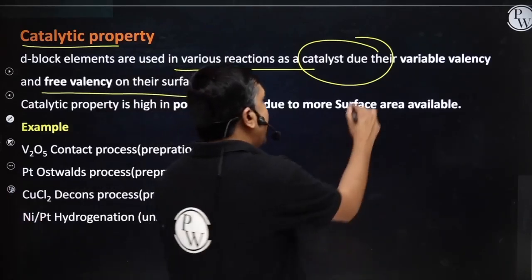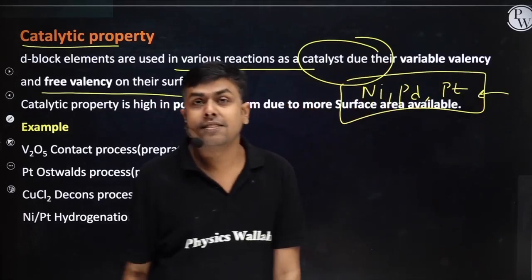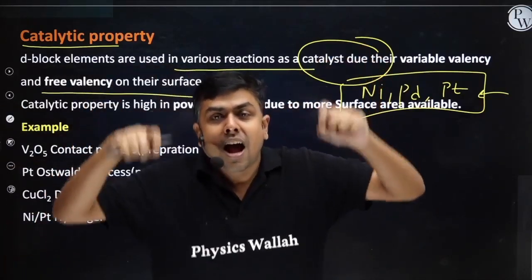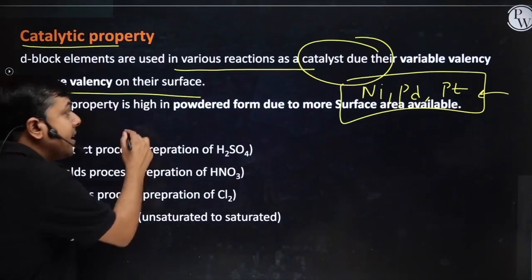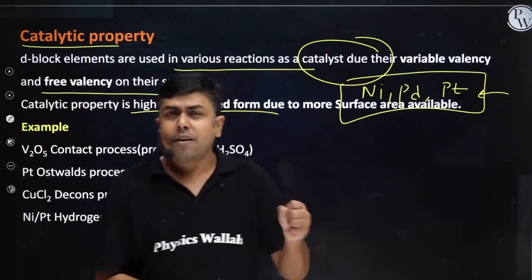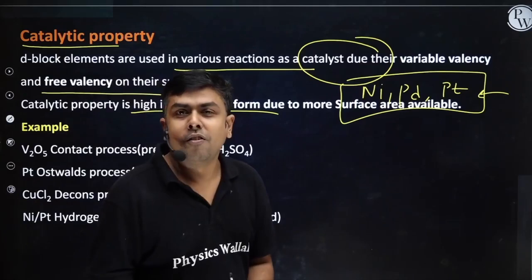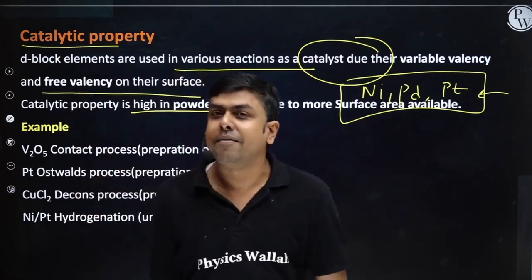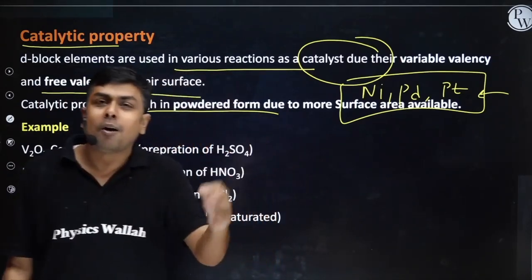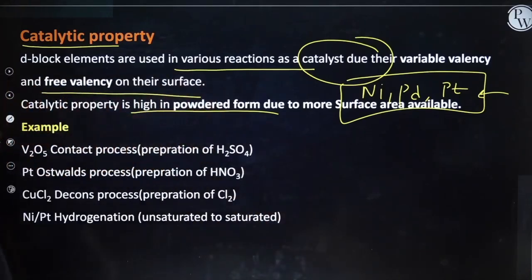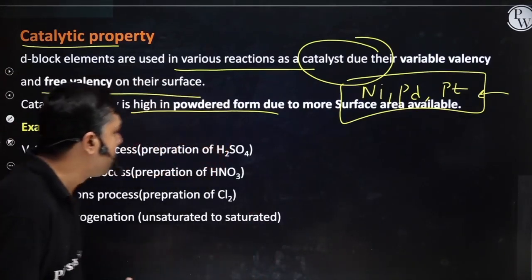Hydrogenation reaction we have studied. Ni, Pd, Pt are used as a catalyst in hydrogenation reaction. Basically, on the surface of these metals, hydrogen gas is adsorbed. Right, students? Catalytic property is high in powdered form. Obviously, with grinding, the net surface area increases. And if the surface area increases, obviously the reaction sites will increase, and the catalytic behavior will be much more significant. So if the element is in the powdered form, in that case surface area is more and catalytic property is high.